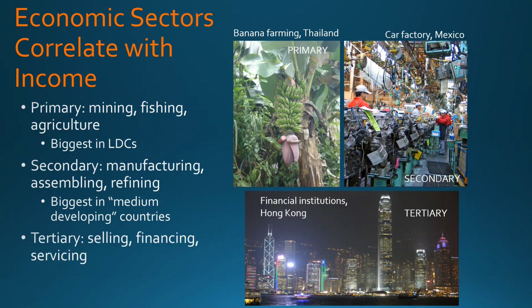And then you have tertiary economic sectors. These are sectors that have moved into service economies. The United States is one of them. And Europe, places like Hong Kong, right? You have a lot of financial institutions, a lot of tech, but it's primarily a service industry. They're not necessarily making something, but their income is based on a service economy. And those are biggest in more developed countries, United States, Europe.